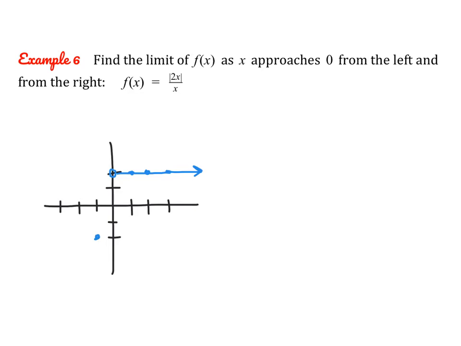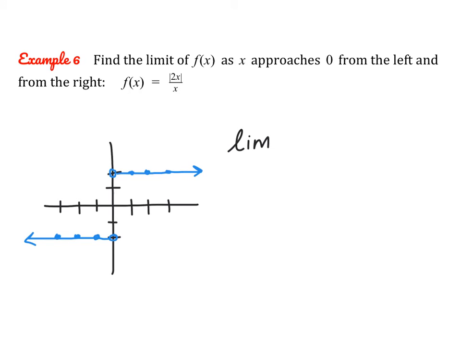If I plug in negative 2, I get negative 2. If I plug in negative 3, I get negative 2. So it has an open circle again at 0, but then it continues on as a constant function moving to the left. So I can clearly see here that the behavior on the left does not match the behavior on the right. However, we can still describe the limit as x approaches from the left and from the right.